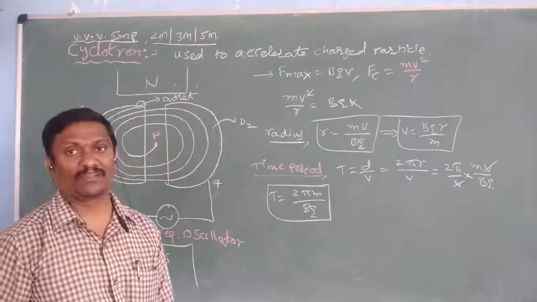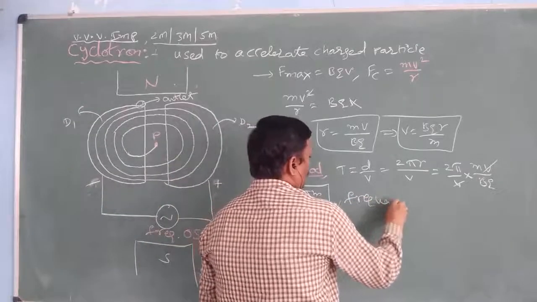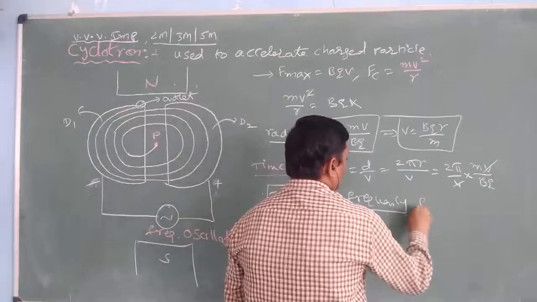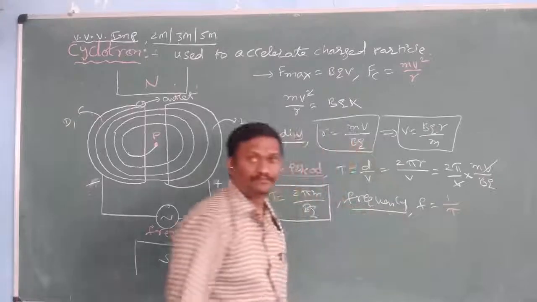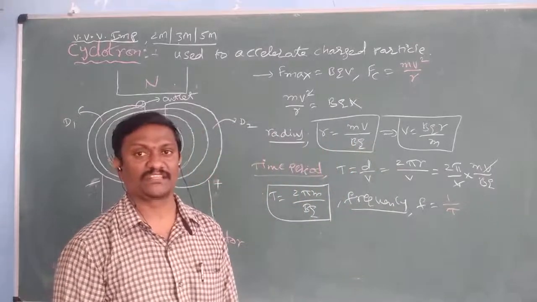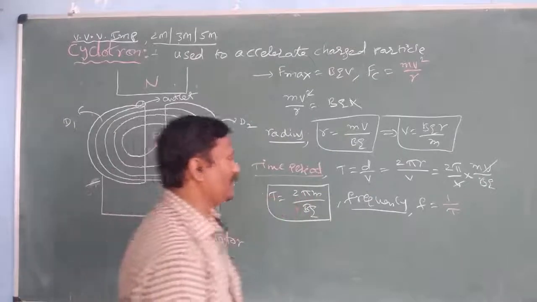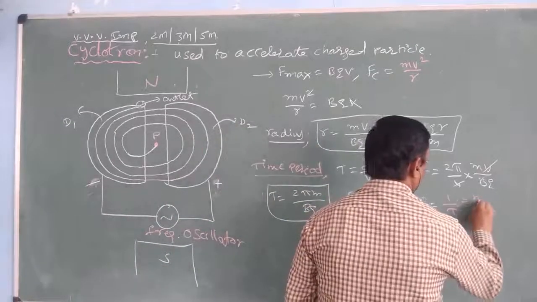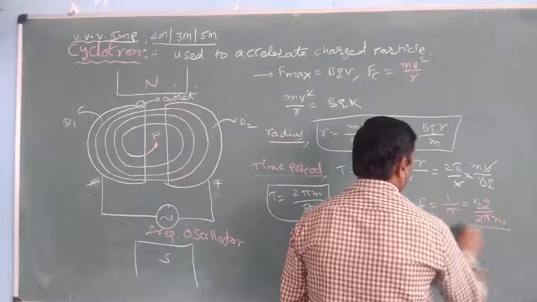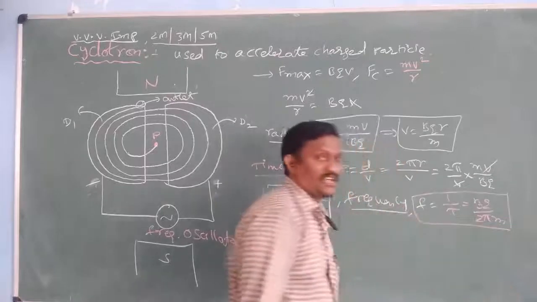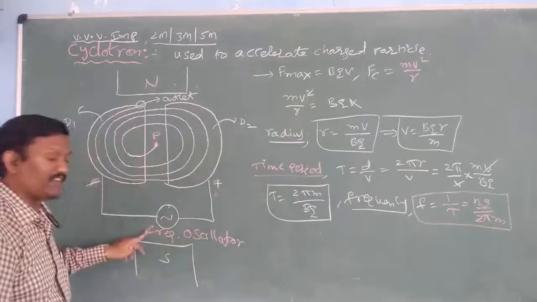By knowing time period, we can calculate frequency. Frequency f is equal to the reciprocal of time period, 1 by T. The reciprocal of time period is called frequency. T means 2 pi m by qB, so 1 by T means qB by 2 pi m. So it is the expression for frequency of charged particle. This frequency of charged particle is also called cyclotron frequency.